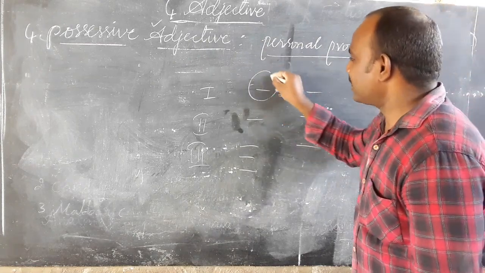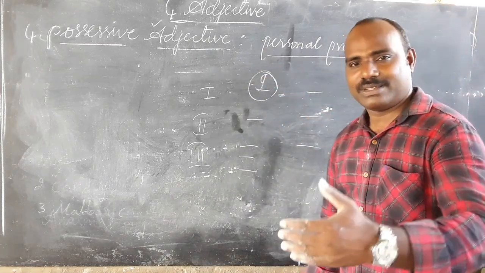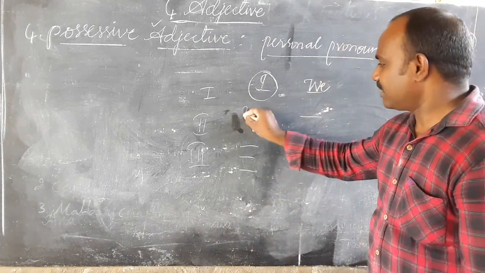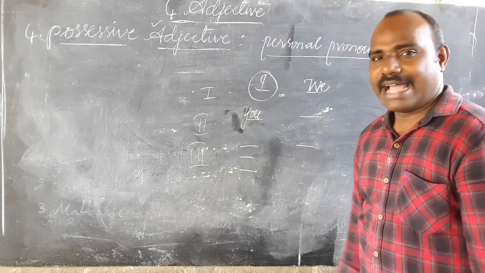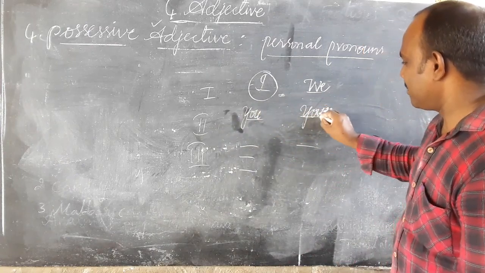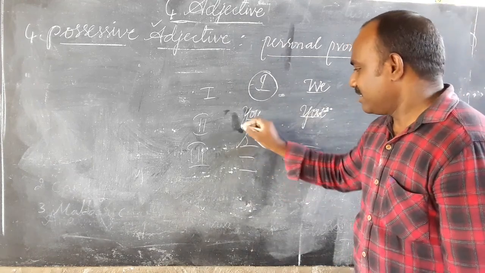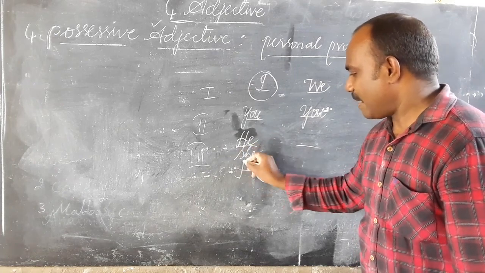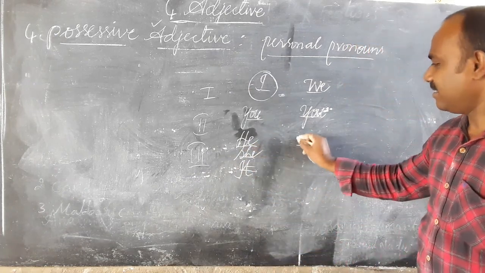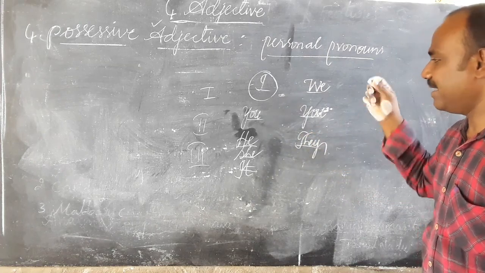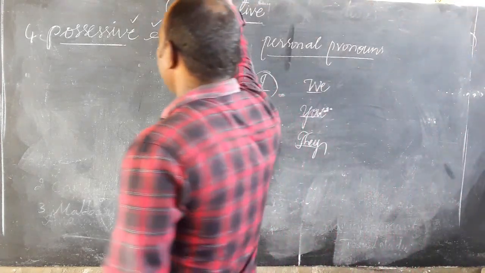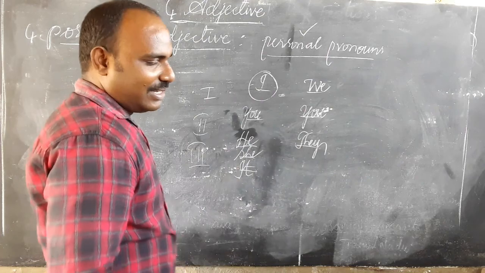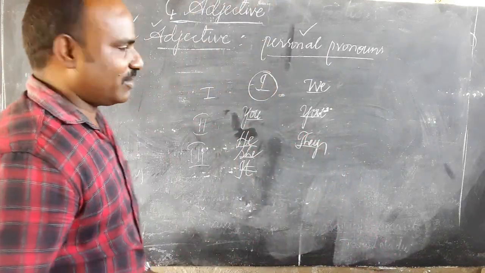For example, first person singular, I. First person plural, we. Second person singular, you, and plural, you as well. Third person singular, he, she, it. And third person plural, they. These possessive adjectives are formed from personal pronouns. And see the way they are formed.